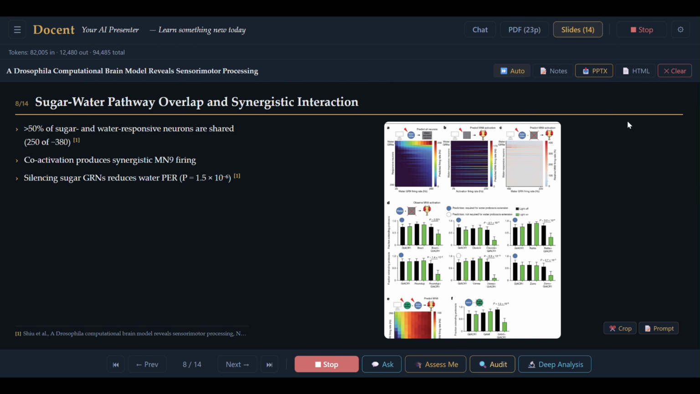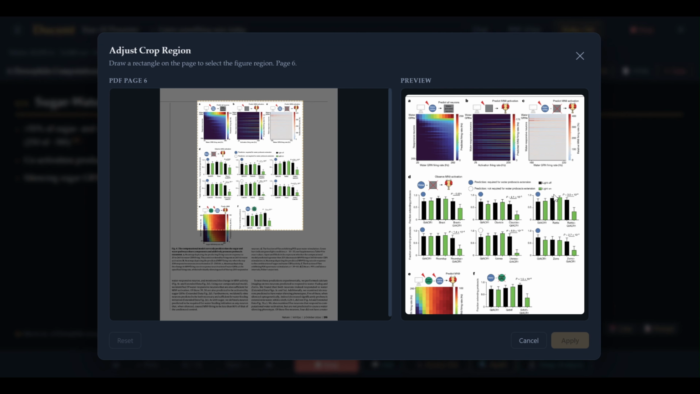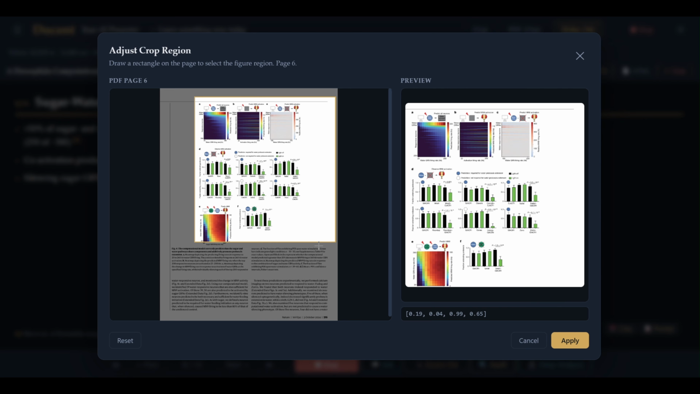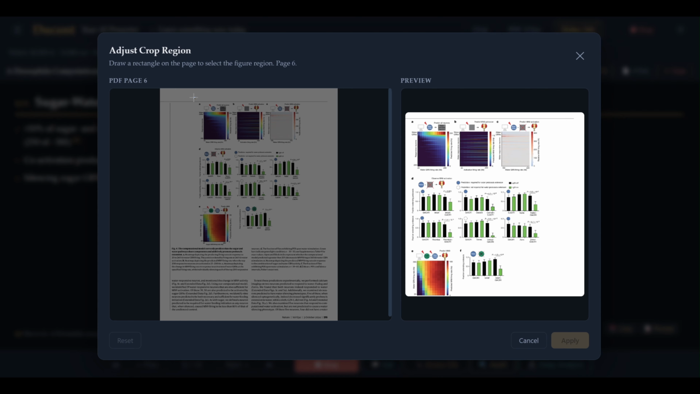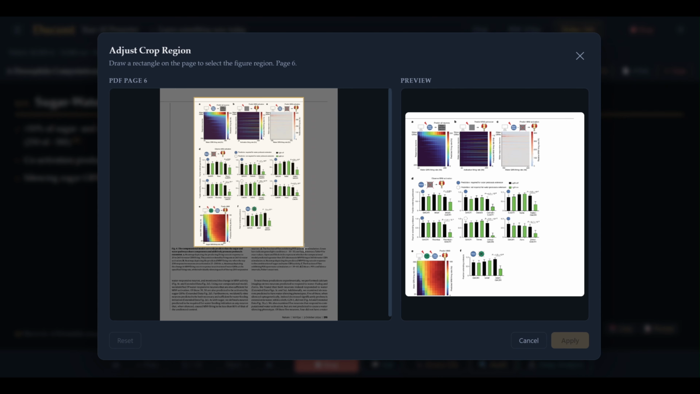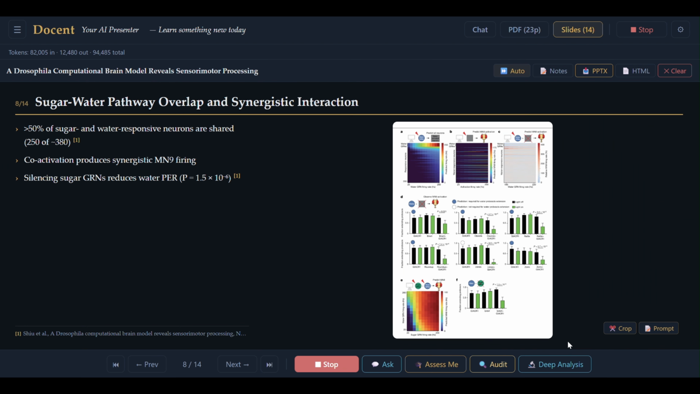The model reveals that sugar and water pathways converge extensively at central neurons. At stimulation frequencies producing 40 Hz MN9 firing, 250 neurons are shared between the two pathways out of roughly 380 to 390 total. Appetitive pathways share circuitry. Aversive pathways like bitter and IR94E are largely segregated, with only 2 neurons shared between sugar and bitter.